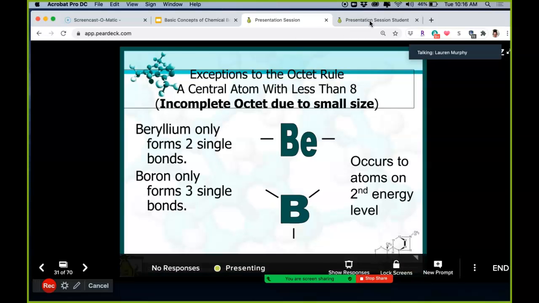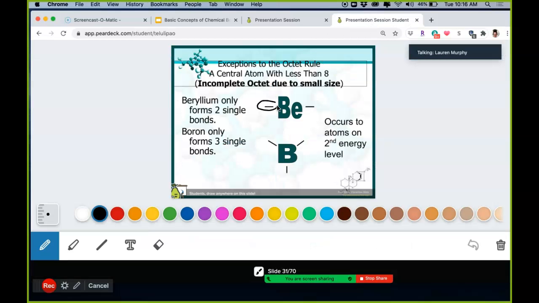So you'll see, if beryllium only bonds 2 times, it only has 4 electrons around it, and it's actually okay that way. It can be stable that way. That doesn't mean it can't have 8 around it. It just is okay being stable with just 4. So they call this an incomplete octet, incomplete meaning less than 8.